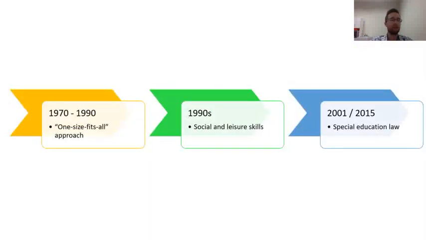So there are three eras. The first era is 1970s to 1990s, referred to as the one-size-fits-all approach era. In the 1990s is the social and leisure skills era. And in 2001 to 2015 it's described as the special education law era.